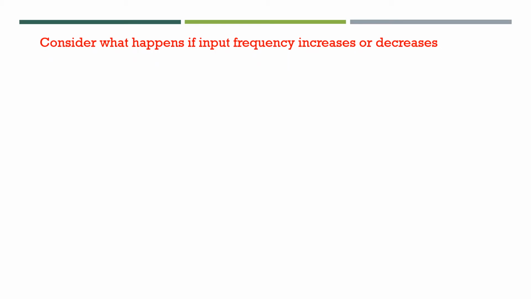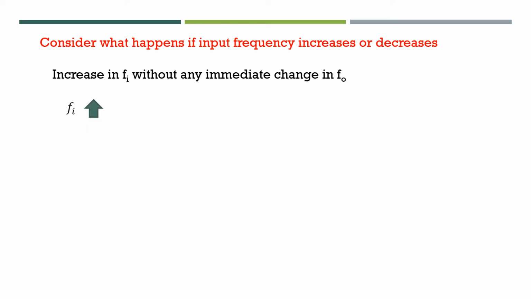Consider what happens if the input frequency increases or decreases. Till now we have seen the output frequency increasing or decreasing. Now nothing is happening to the output frequency, it is kept constant at a particular value. Suppose the input frequency varies, what will happen? Consider an increase in Fi without any immediate change in F0. That is, Fi increases.